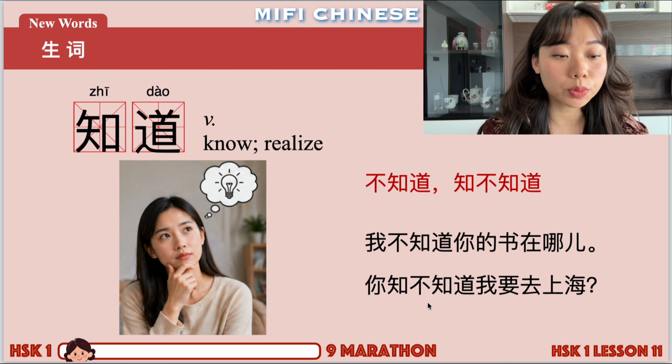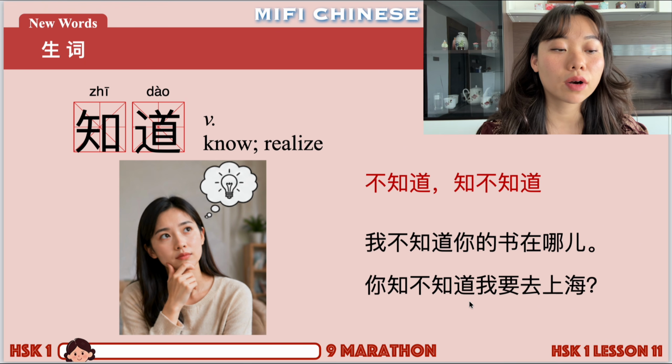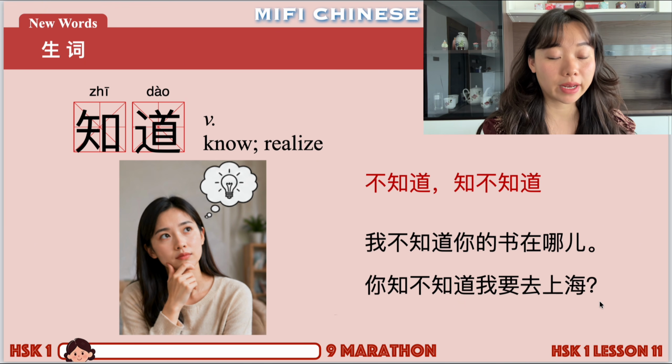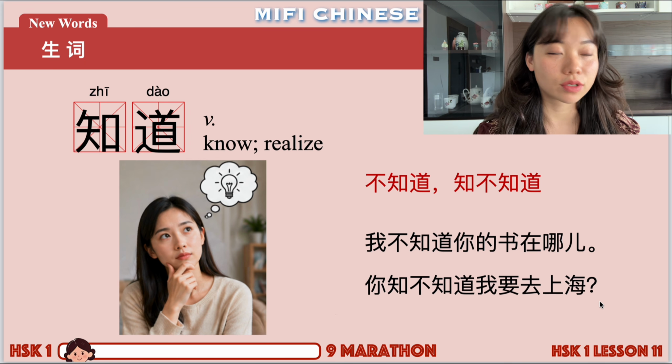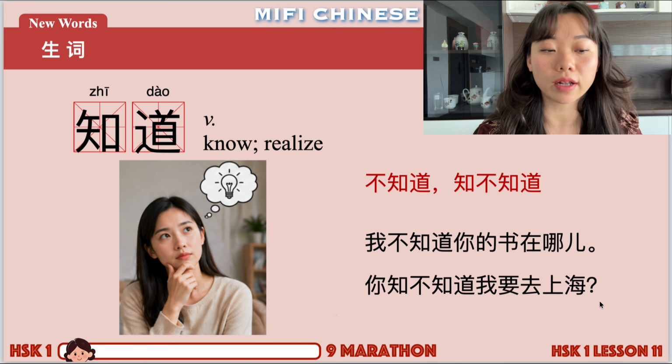Next one, we can also put it in this kind of structure. 你知不知道我要去上海? How do we understand 知不知道? So we know 知道, to know, to realize. 不, negativity. But here again, we repeat the verb, 知不知道. If we translate it word by word in English, it's: do you know or not that I'm going to Shanghai?